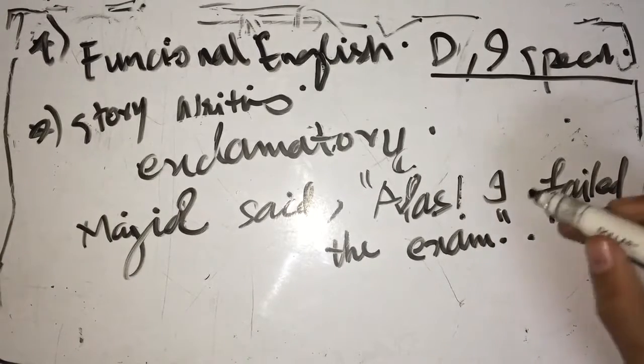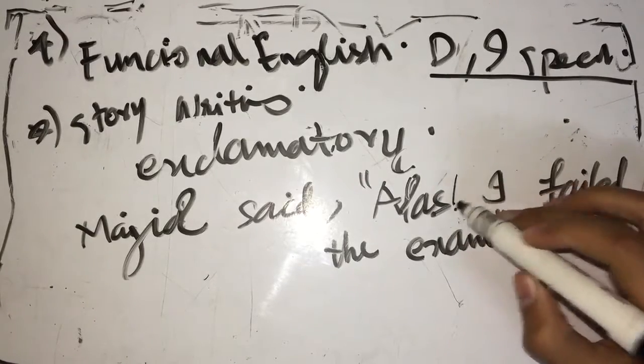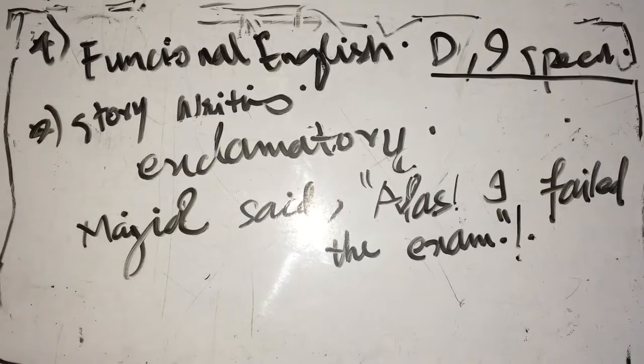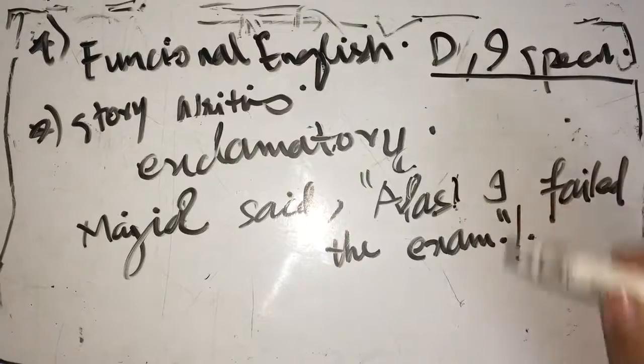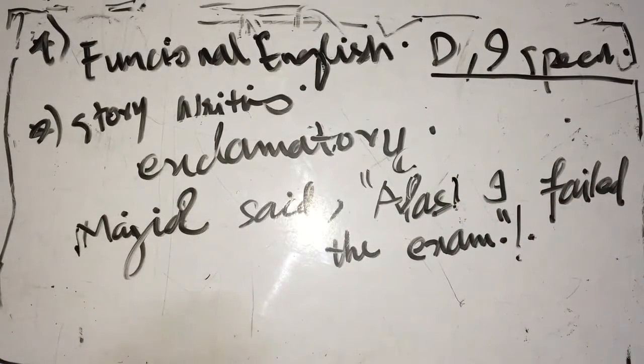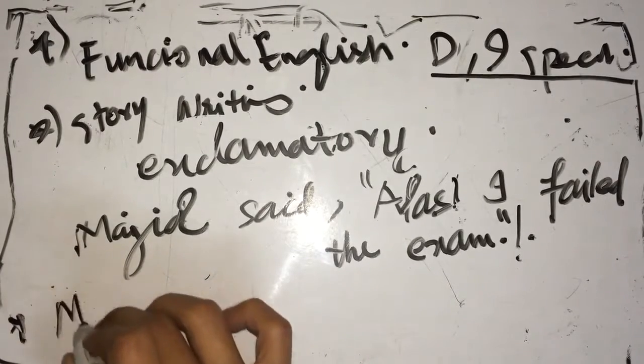Or you can also put this exclamation mark over here. It does not matter where you put the exclamation mark, but this has to identify that this sentence is an exclamatory sentence. So how are you going to change this sentence? So we have, I'm going to say, Majid.